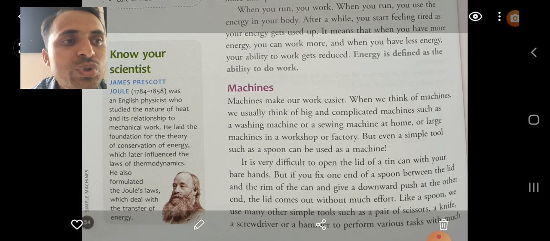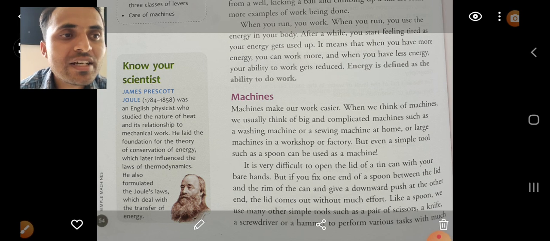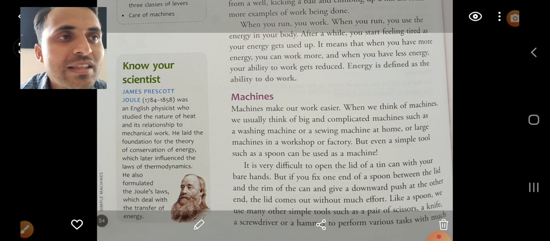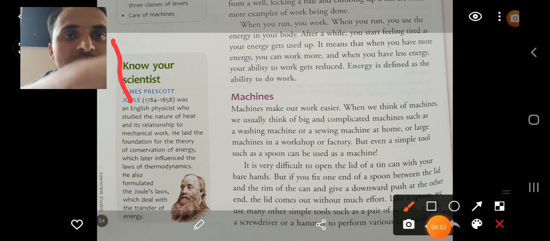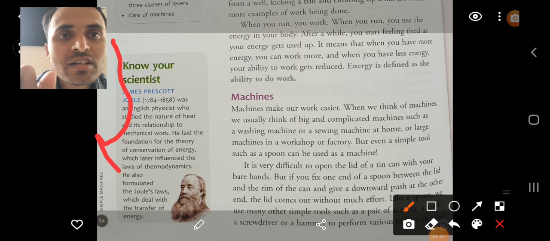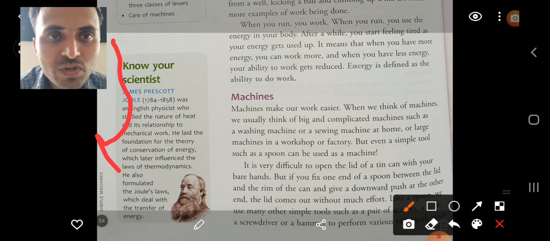So now we will move towards the history of the machine. Who invented the first machine in the world in science? So see some interesting things about him. That is James Prescott Joule. Okay, Joule is the name of the scientist, and his invention is Joule's effect. Okay, remember the SI unit of work and energy is the same.